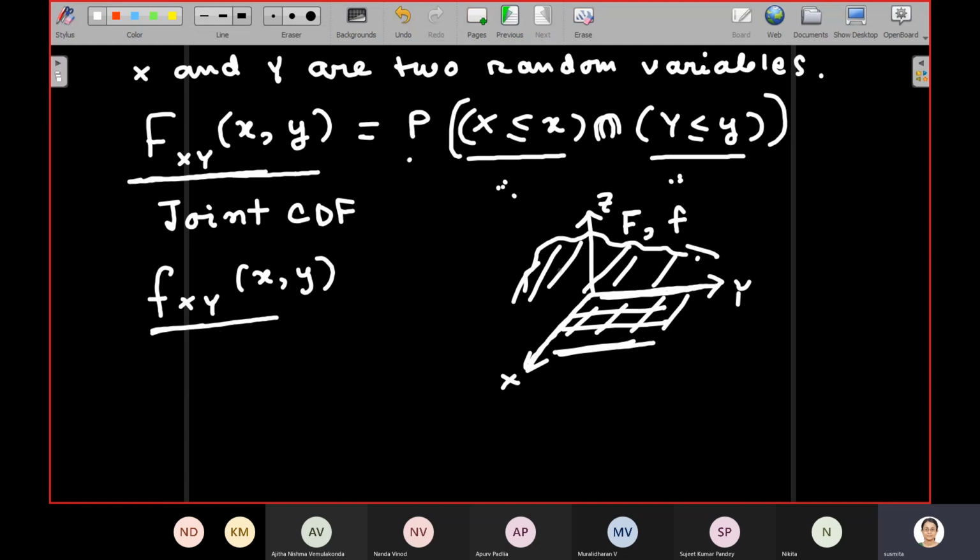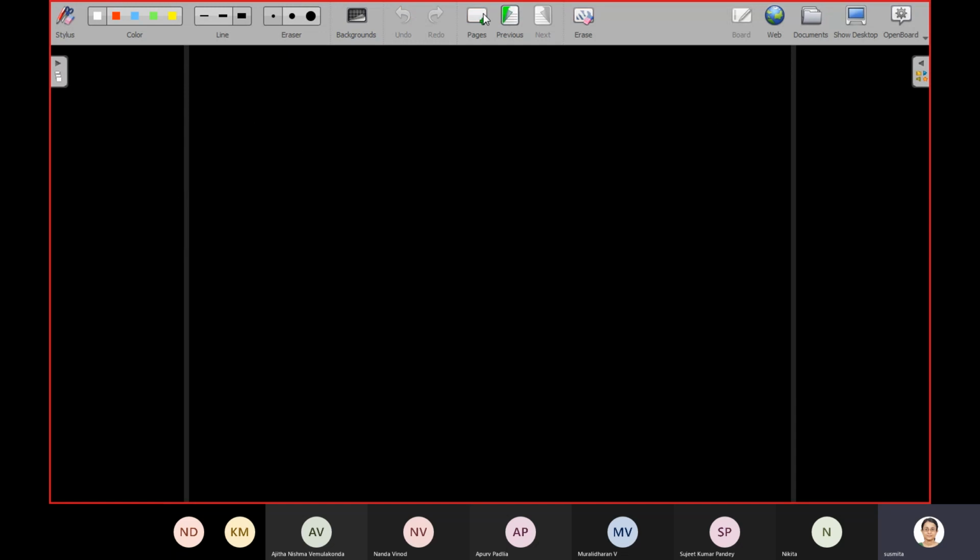Now let's find this one. How can we find the joint PDF from the joint CDF? Let's do that derivation quickly. For that, let's draw the x and y plane. Let's say this is x, this is y, and we take our rectangular area.